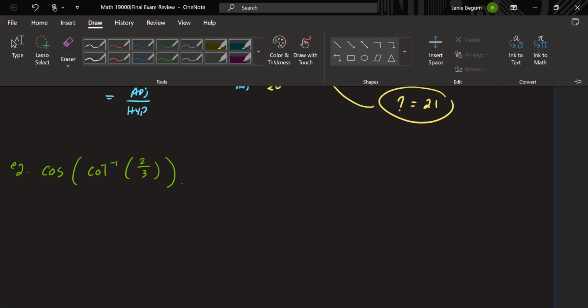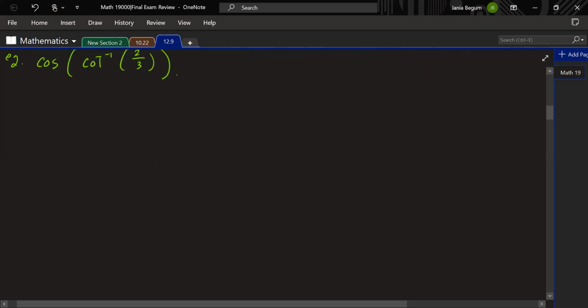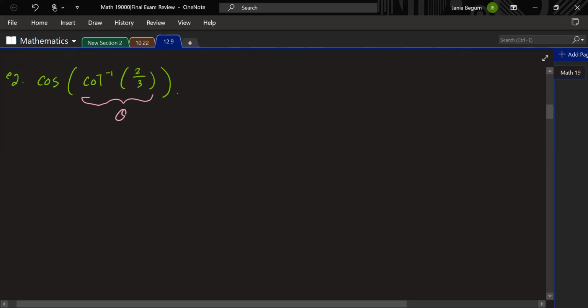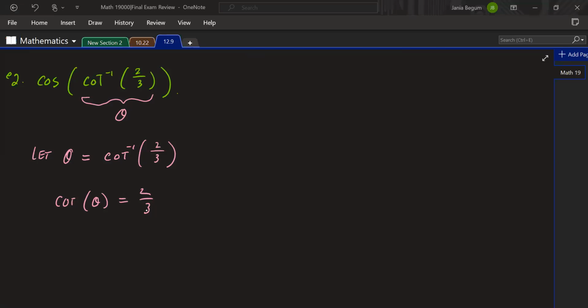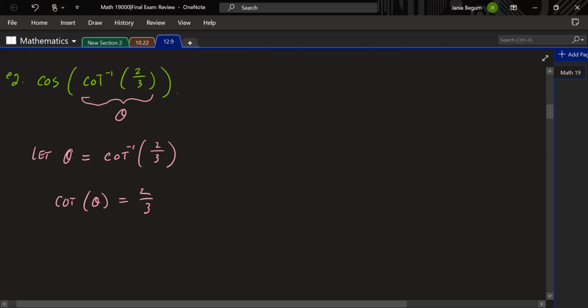Okay, so let's think about this question. Again, we're going to let theta be the inner function. So let theta be equal to cotangent inverse of 2/3. That means cotangent of theta is equal to 2/3. Now we can draw a right triangle by using the definition of cotangent.